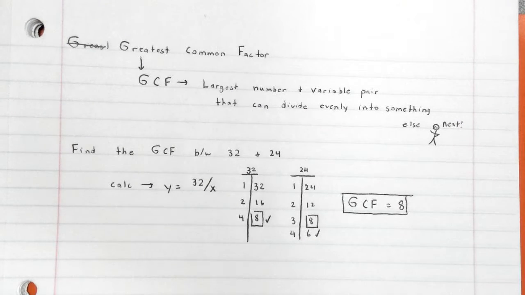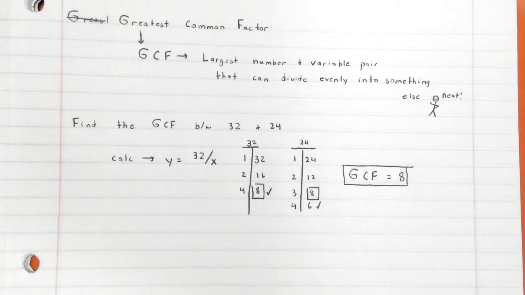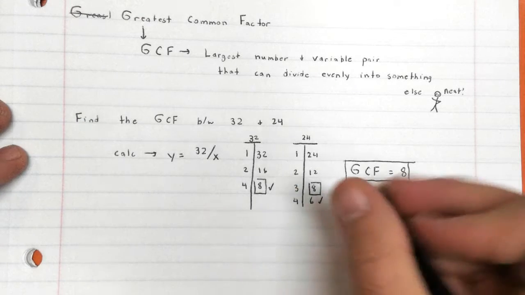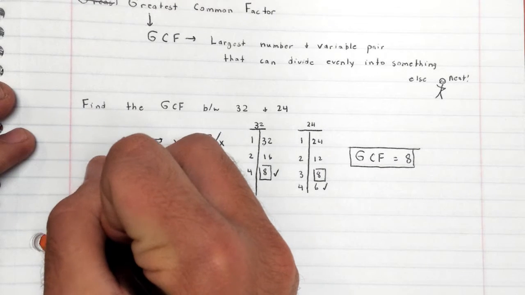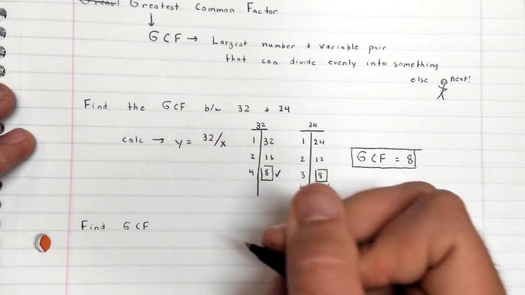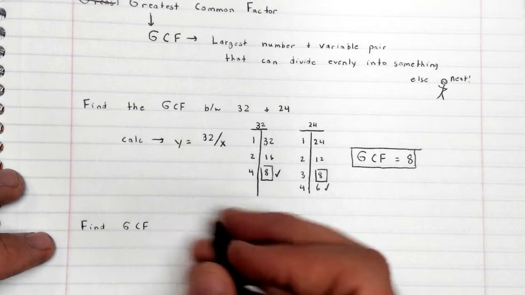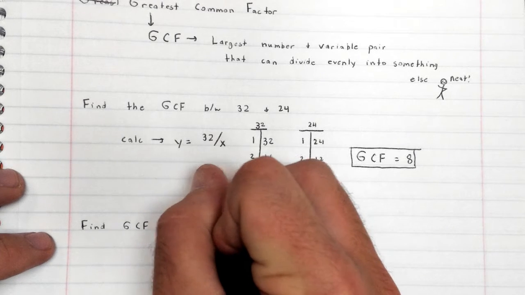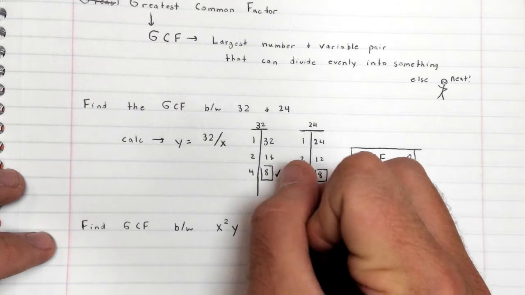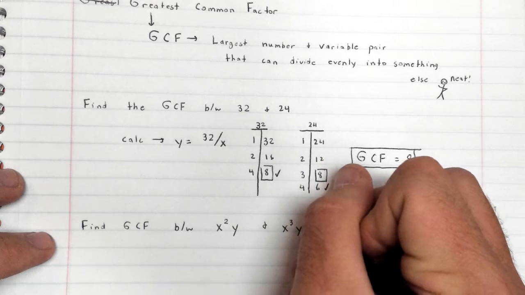Now this is the baby steps. This is the getting what the heck is going on steps and going from there. I can also do this with variables. If I asked you to find the GCF between x squared y and x cubed y squared.